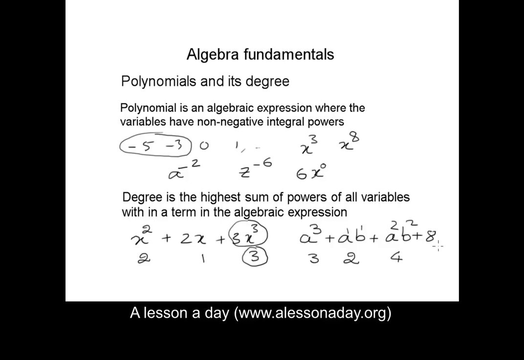How about the constant term? As you have seen before, the constant can be written as the constant times x to the power 0. So the power is 0. So which is the highest power in these four terms? Easy, right? 4. So the degree of this polynomial expression is 4.